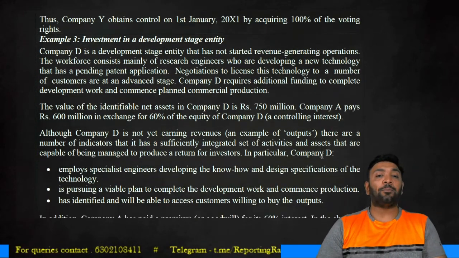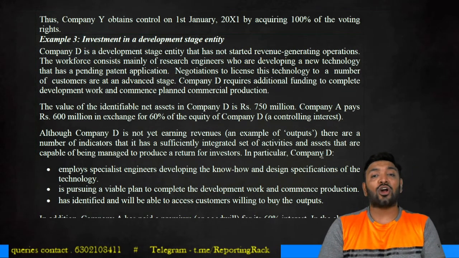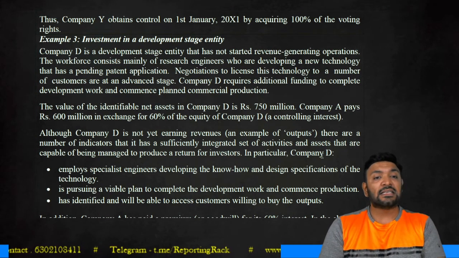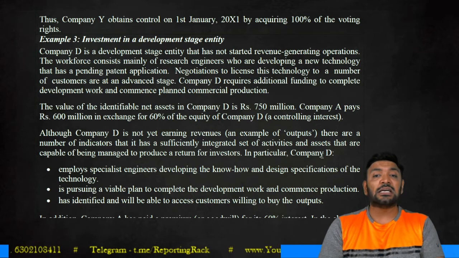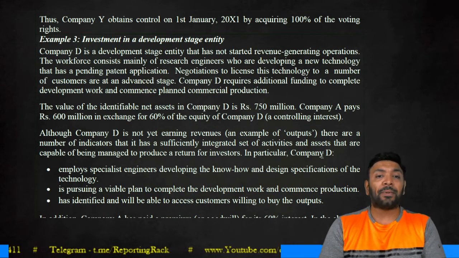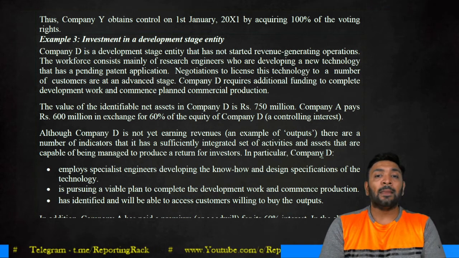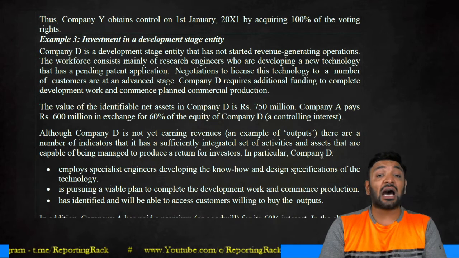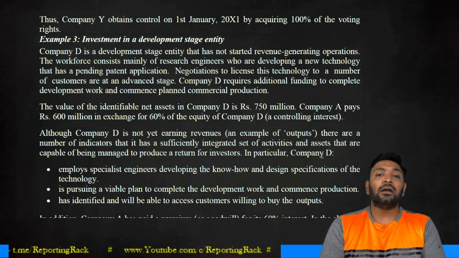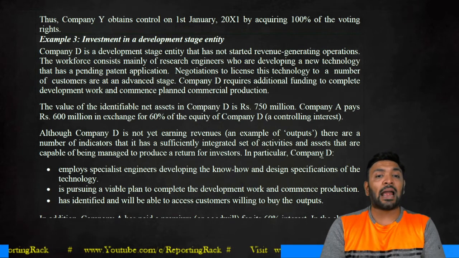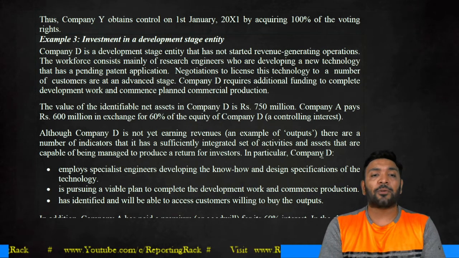D is a development stage entity that has not started any revenue generating operations. The existing workforce consists mainly of research engineers who are developing a new technology that has a pending patent application. Negotiations to license this technology to a number of customers are at an advanced stage. Company A requires additional funding to complete the development and commence the planned commercial production.